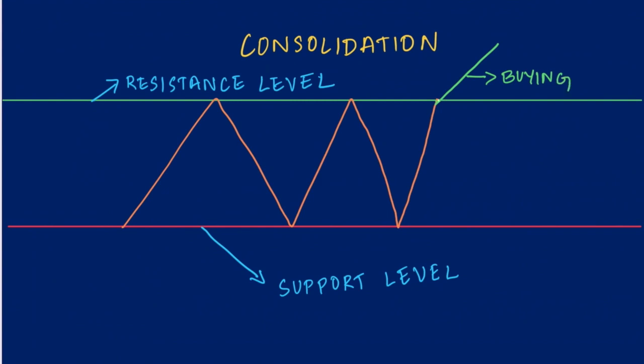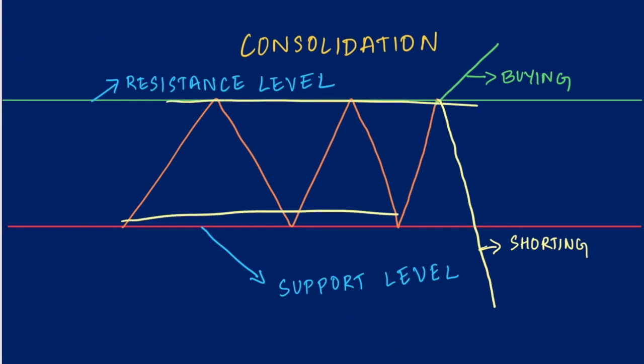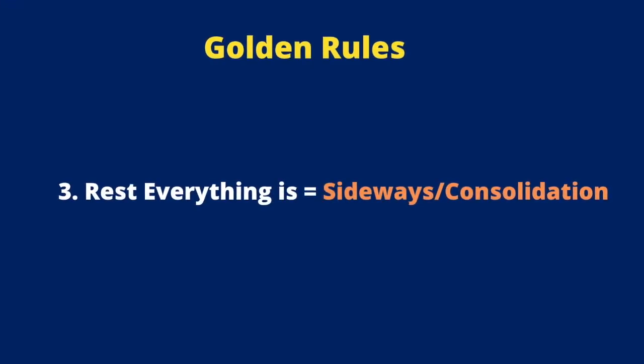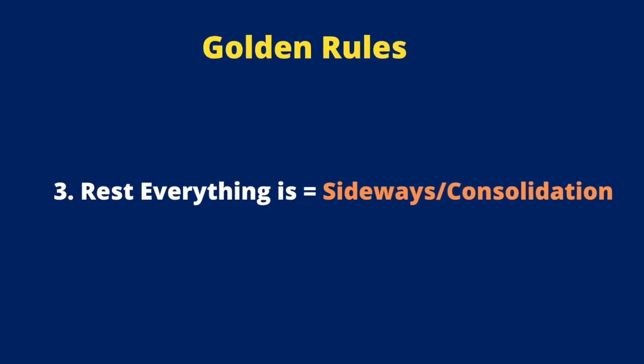If the sellers win, the stock will break the support level and go down. During this time, we can look for shorting opportunities. If the stock is within a range, then we should not enter the trade. If you enter a trade during consolidation, there are high chances for the market to go against you. And also, the duration taken to achieve a target during consolidation is very high. So this is the third rule. We should not enter the market when it is sideways or consolidation.